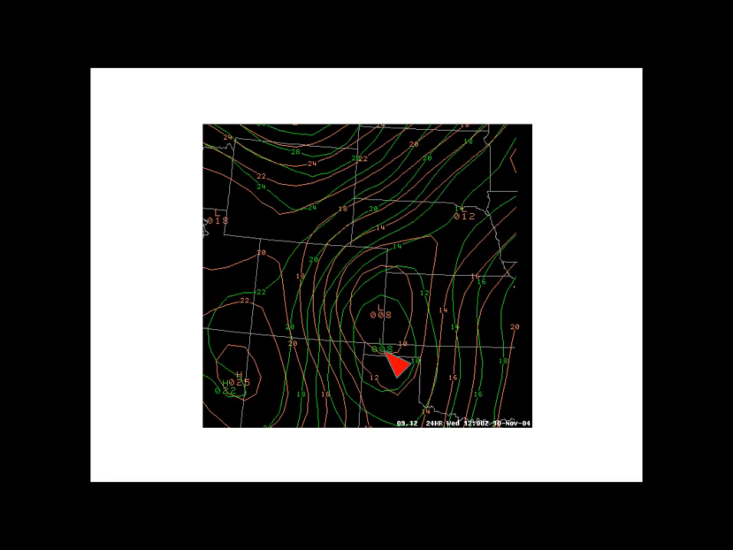where the Eta had the low down here further south, and that would lead to precipitation in northern Colorado, whereas the GFS solution, if that came true, would lead to precipitation in southeast Wyoming and western Nebraska. So how can the satellite imagery be used to help figure out which one to believe here?